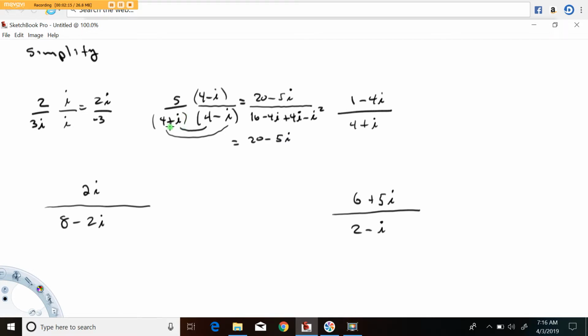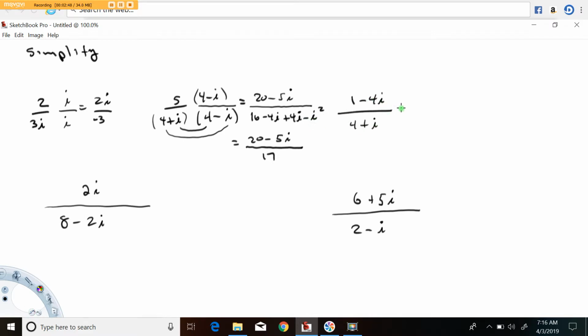In this case, it was 4 minus i. In this example, it's going to be 4 minus i again. In this example, it's going to be 8 plus 2i. In this example, it's going to be 2 plus i. As long as you multiply by the complex conjugate, you'll end up with a real bottom. All right, so these add to 0, and 16 minus i squared is 17. Because remember, i squared is -1, so this term right here, including that minus, is +1.